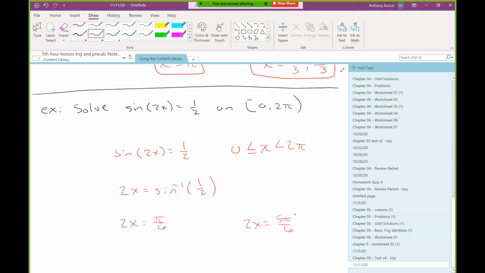And now we would think, okay, we'll just divide both sides by 2 and we're done, right? Would make sense. And I would agree those are answers. The problem is we've missed some other solutions. So the way to guarantee that we don't miss any solutions is, at this step, instead of writing just pi over 6, we add 2 pi k on the end.